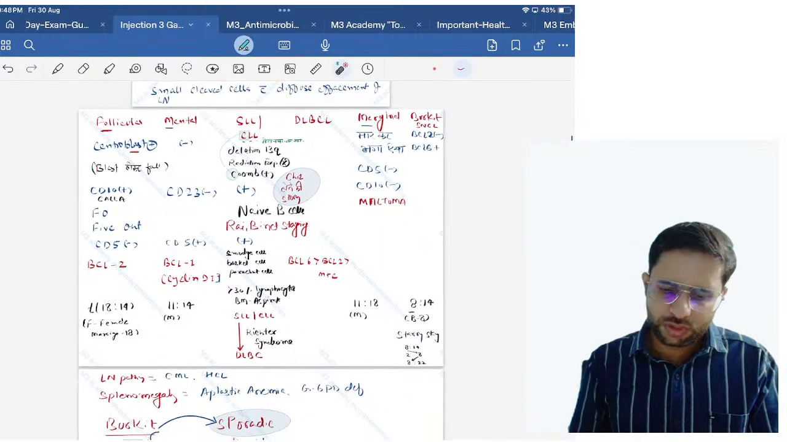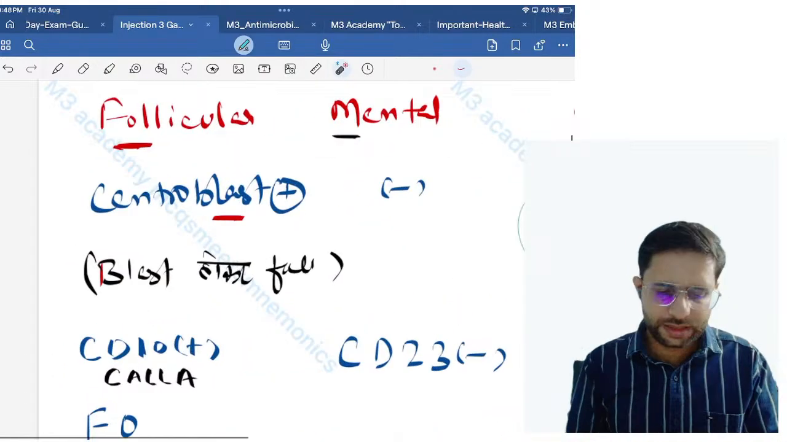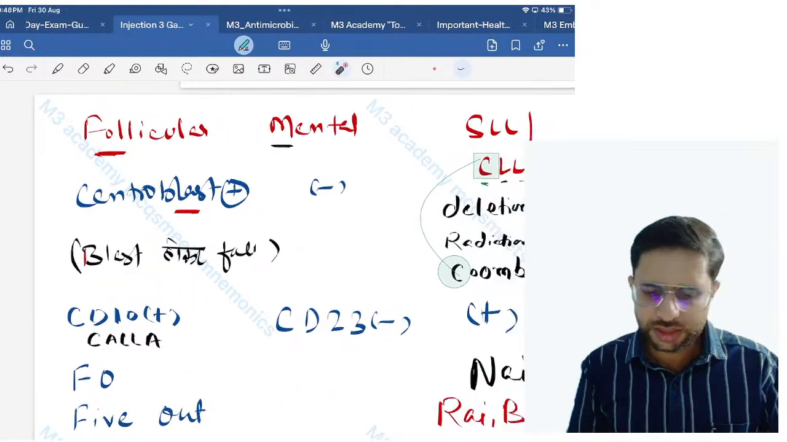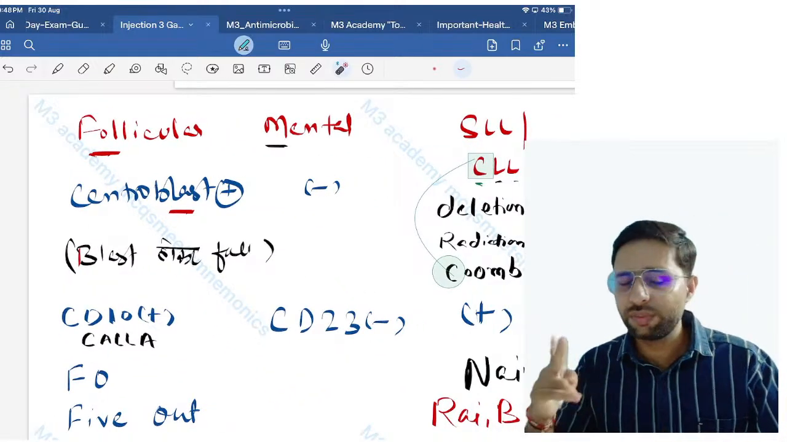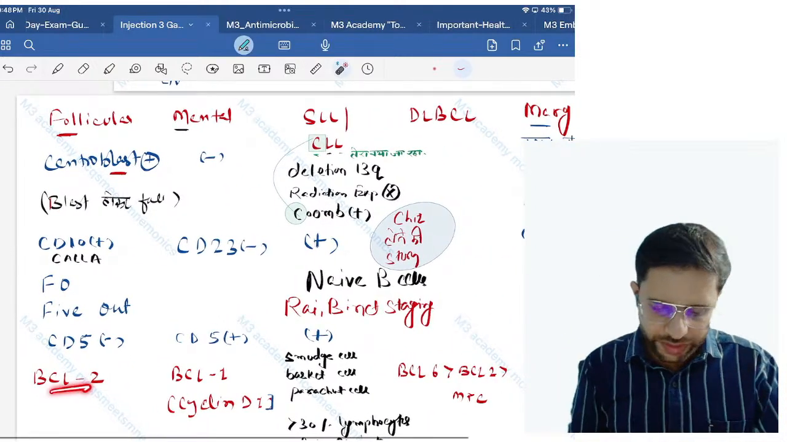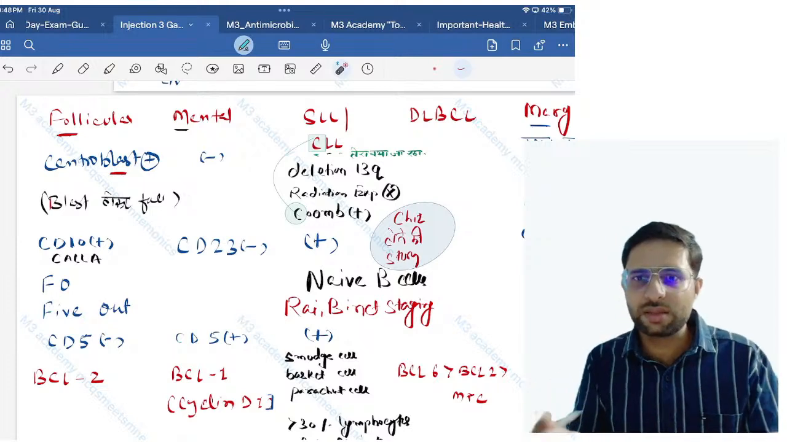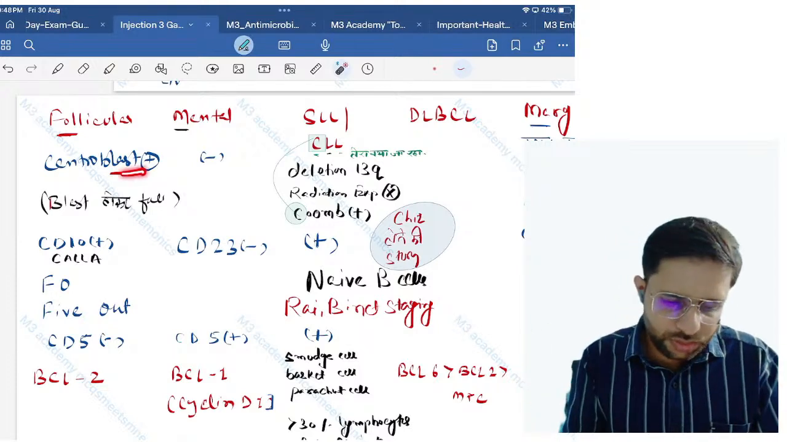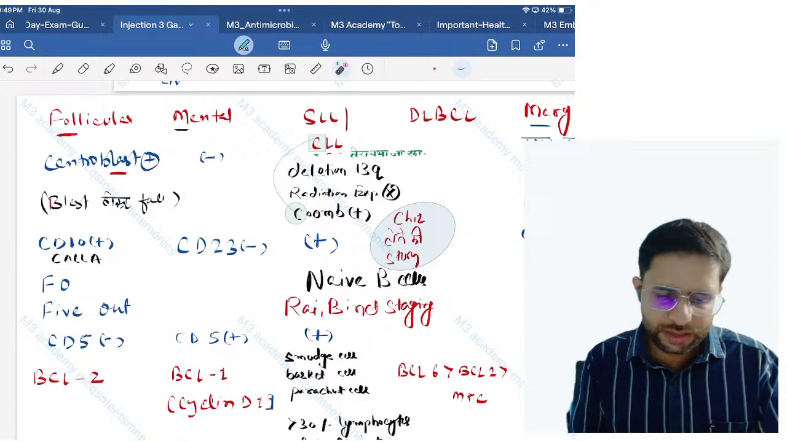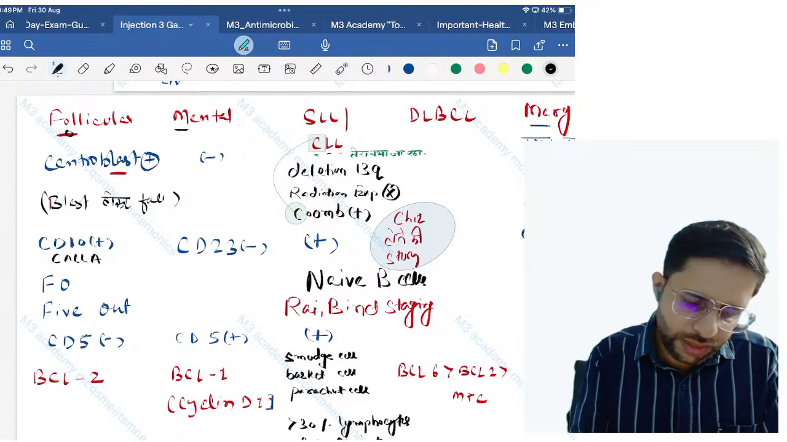Now we will see the comparison table between various blood cancers, leukemias. So follicular lymphoma. Follicular, so you can say two people can be friends. So two people can be friends. So this is present with BCL2. Yes, and centroblast is positive because fall means something blast, okay, fall. So centroblast is positive. Yes. And CD10 is positive.